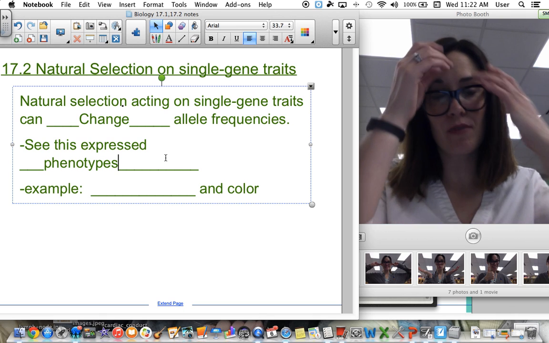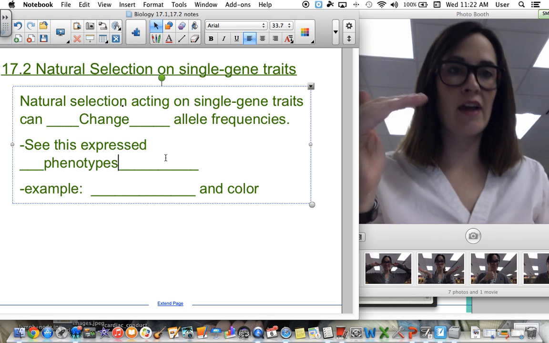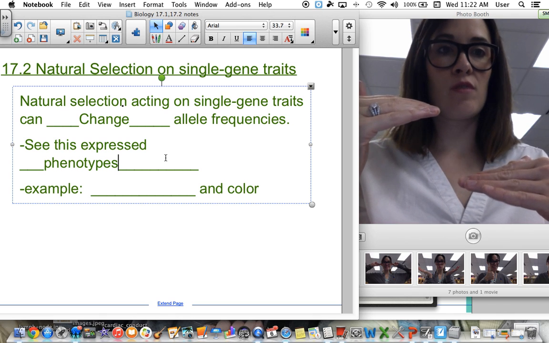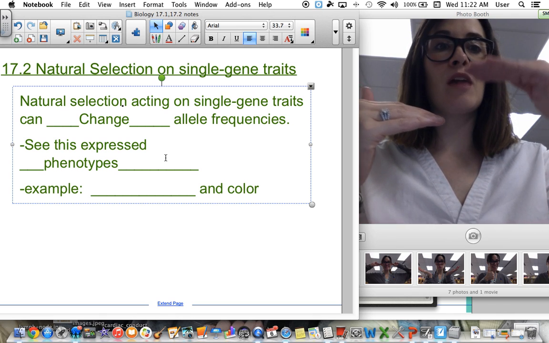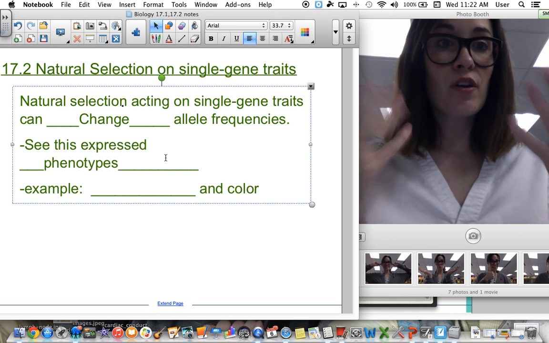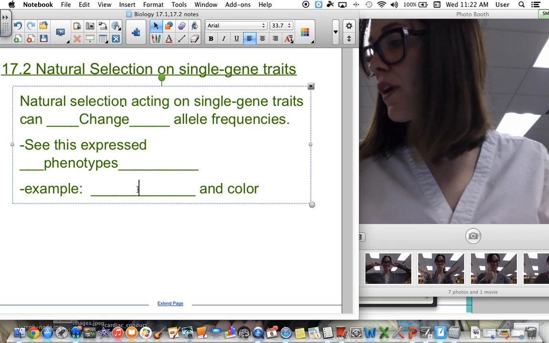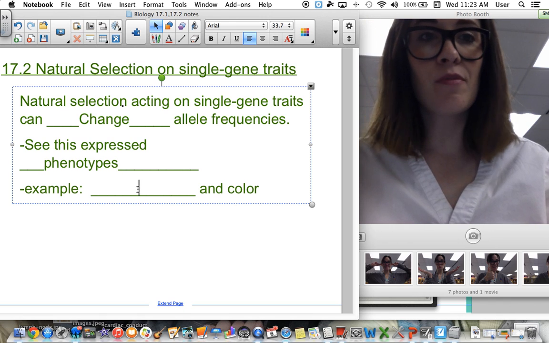So with the grasshopper example, the allele frequency of green grasshoppers was higher to begin with, and the yellow was lower, but over time, the yellow became higher and the green lower. So that allele frequency changed, and you could actually physically see that in the phenotype of the organisms. The grasshoppers were an example.